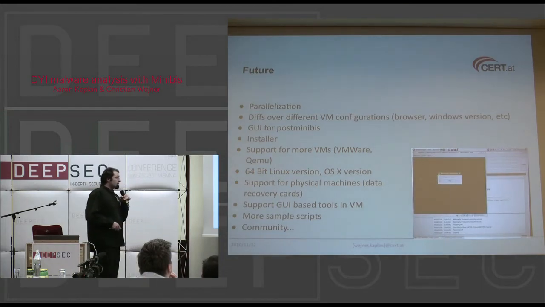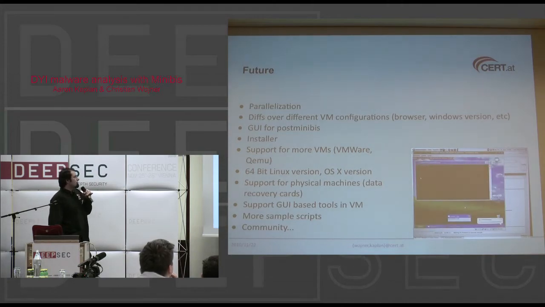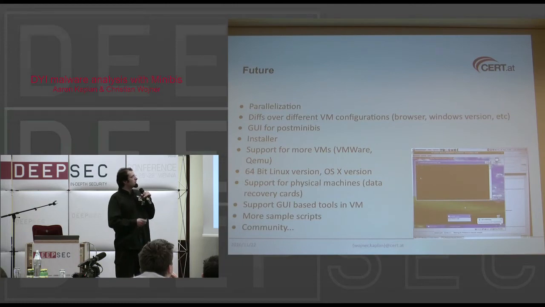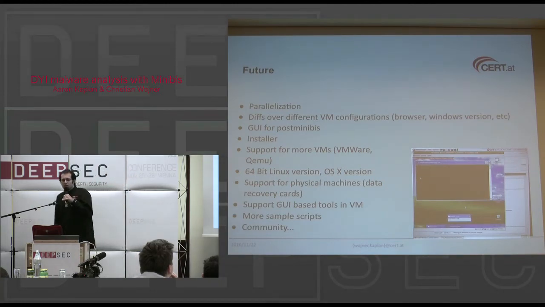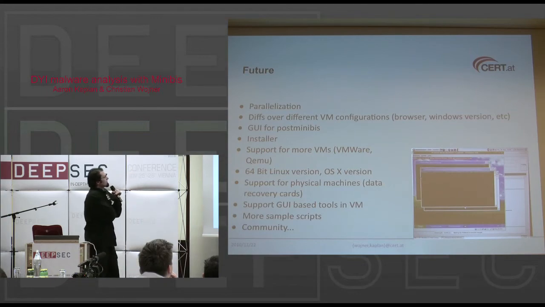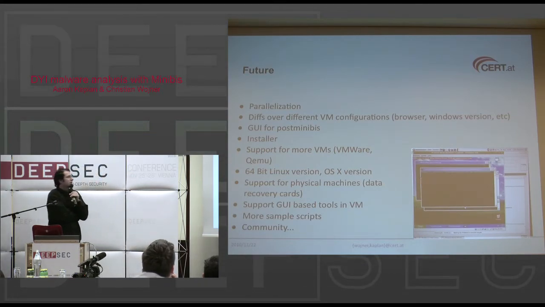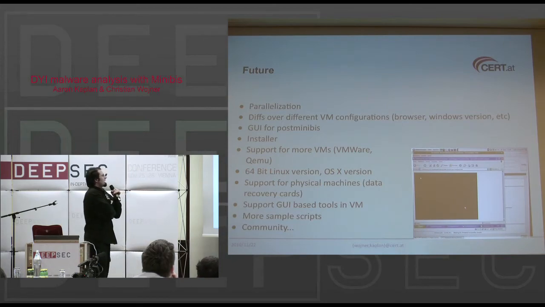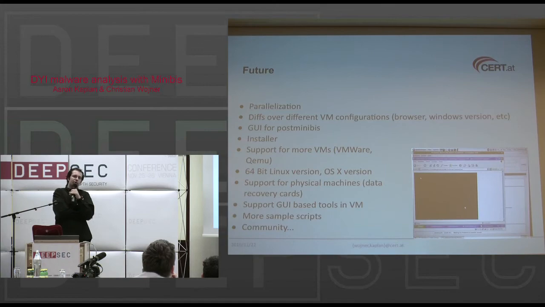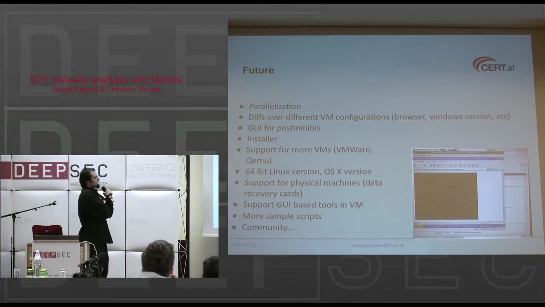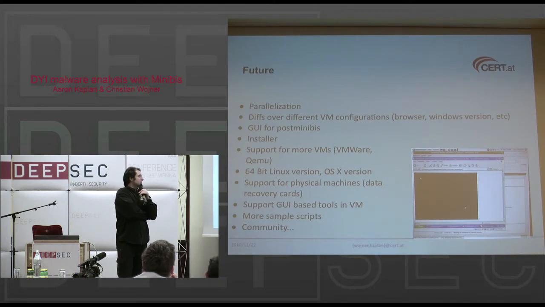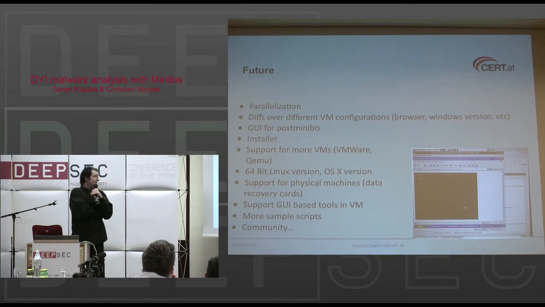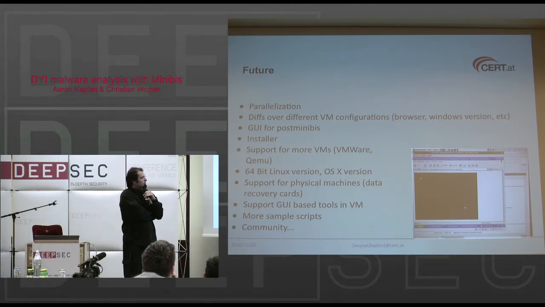Okay. More VMs in native support from us. Minibis will work with VMware and QEMU in the future. Then some guys asked me to add a 64-bit Linux version. That shouldn't be that difficult. OS X version. And support for physical machines, so no more virtual machines. I have some idea how to use physical machines with data recovery cards as a substitute for virtual machines. And I guess that's one point that's really interesting.